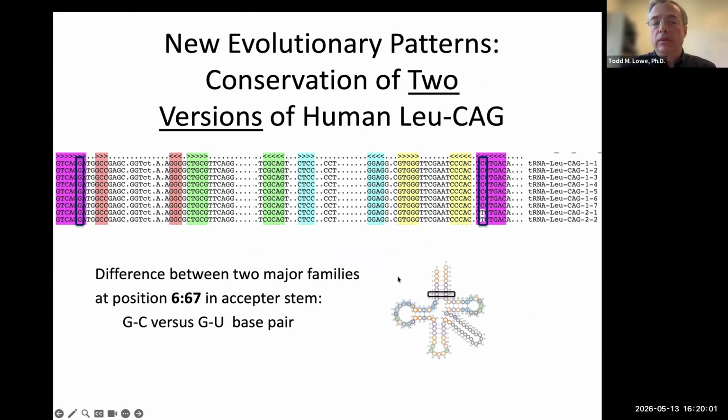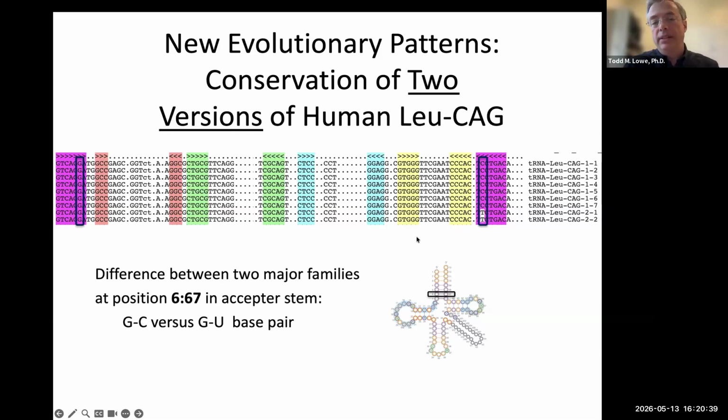Here's a couple examples of Leu-CAG that's really fascinating. So here's the tRNA here, the clover leaf, and I'm talking about this one particular 6:67 base pair right here. And so we have Leu-CAG1 and 7 copies of this, identical copies, and then 2 identical copies of Leu-CAG2, 2.1 and 2.2. And the only difference between these is that this 6:67 is a GC in the Leu-CAG1 copies, and it is a GU in the others.